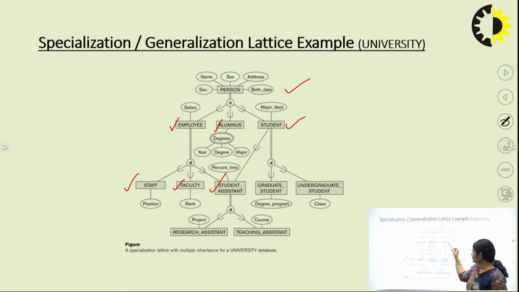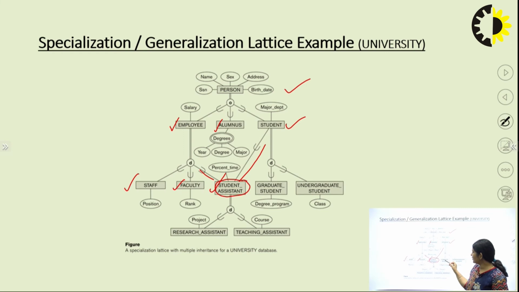Then students can be, see, say a person is doing a PhD, they can be a student as well as they can be an assistant, a faculty assistant. So the category is the student assistant, and you can see they have the properties of both employee as well as student. They are getting the salary also.